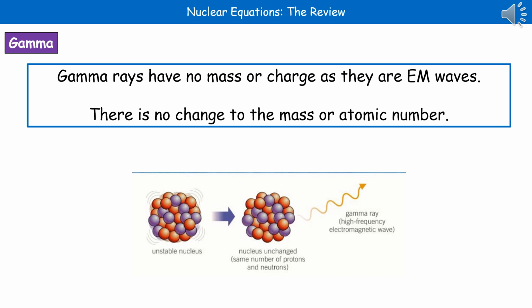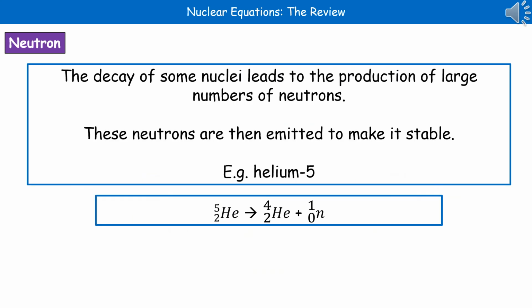The third type of decay is gamma decay. Because gamma rays have no mass or charge, the nucleus stays the same.